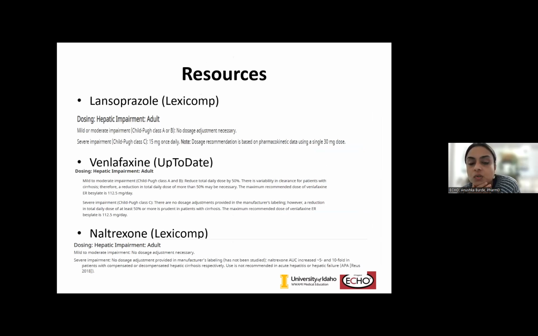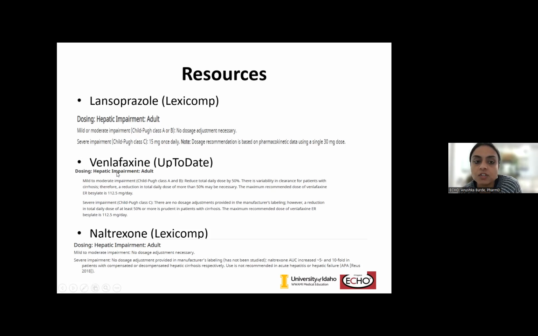Because a lot of the resources that you will come across, for example, a pharmacist uses quite a lot of Lexicomp, and I think other providers probably use a lot of UpToDate, but most of them will have you calculate the Child-Pugh score to decide what dose of medication the patient should be recommended. I threw in these examples. For example, lansoprazole, it says you have to calculate a Child-Pugh score. If they have a Child-Pugh score of A or B, then you do not have to adjust the medication dosage. But if they have a Child-Pugh score of C, then they should get a maximum of 15 milligrams once a day.